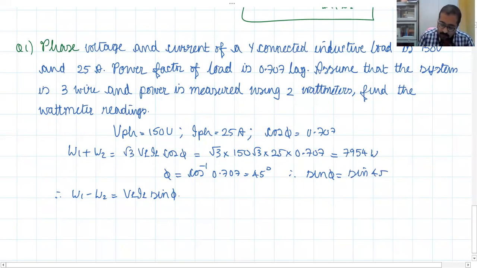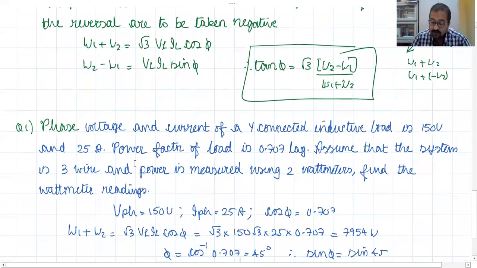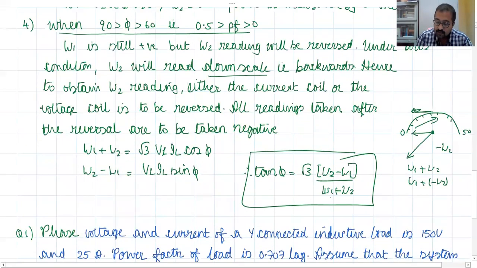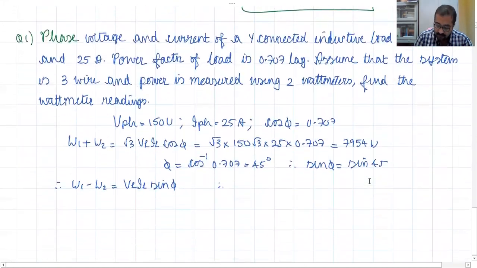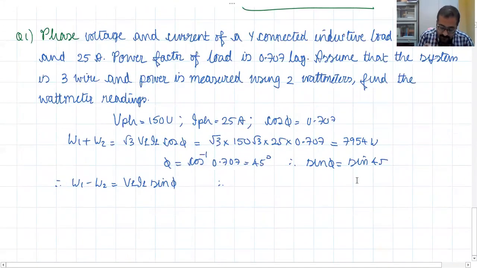So we also have an expression, tan phi equal to root 3 times (W1 minus W2) by (W1 plus W2). So we can simply write W1 minus W2 equal to V line. How much is V line? Root 3 into VPH, VPH is 150, into I line, I line is 25, into sin 45.